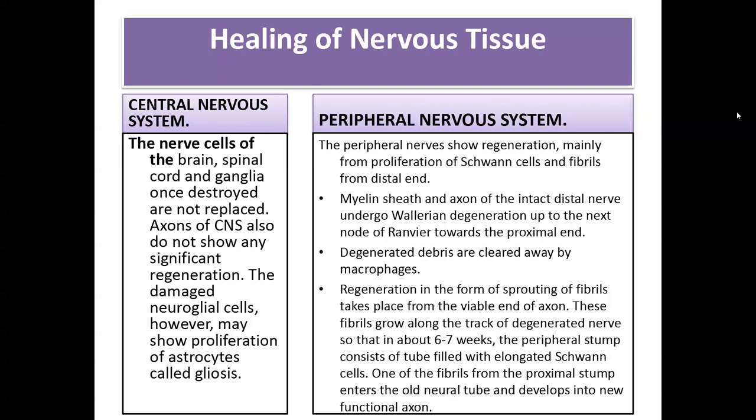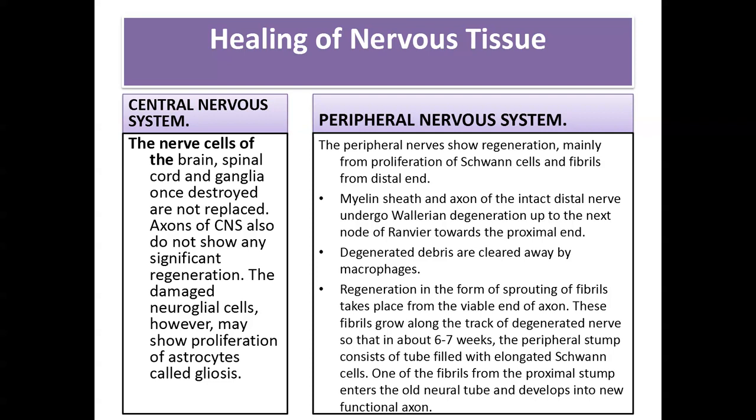What about peripheral nervous system? The peripheral nerves show regeneration mainly from proliferation of Schwann cells and fibrils from distal end. Then myelin sheath and axon of the intact distal nerve undergo Wallerian degeneration up to the next node of Ranvier towards proximal end. Degenerated debris are cleared away by macrophages.